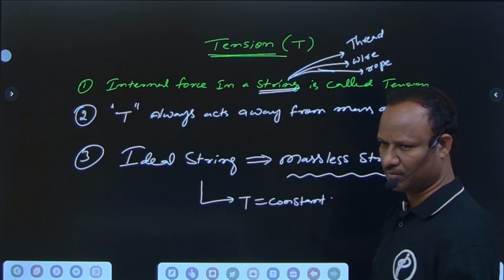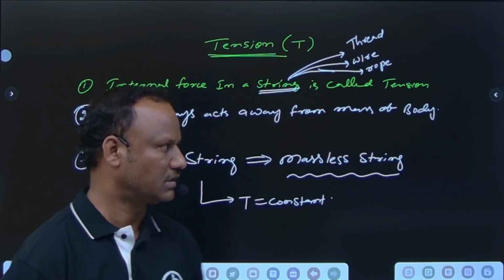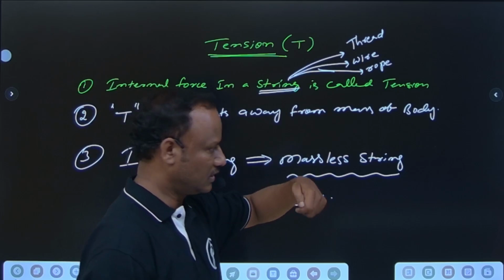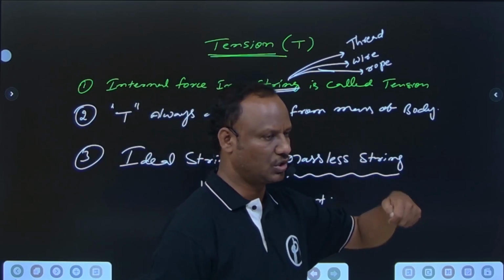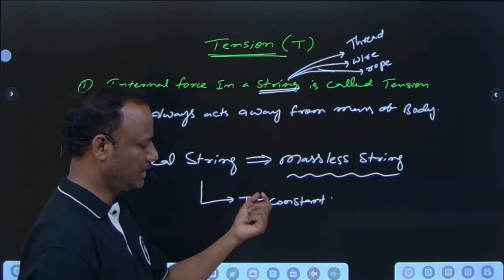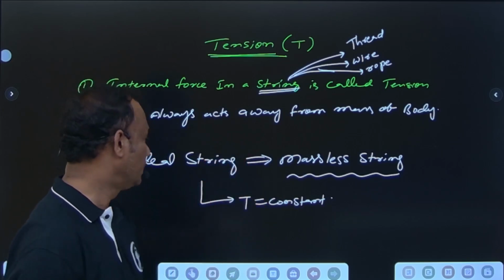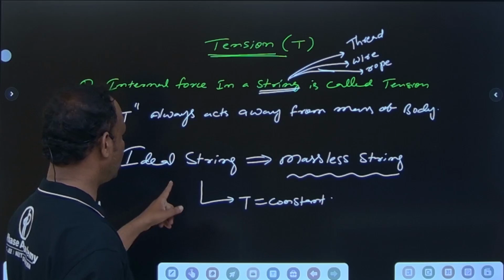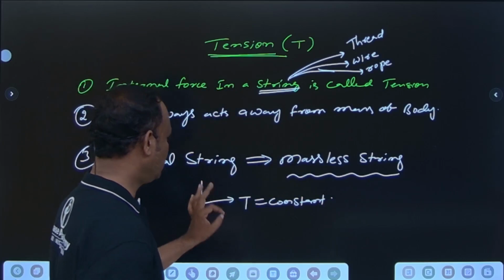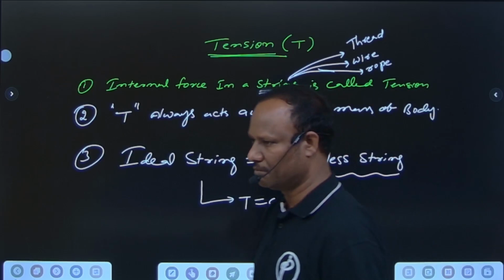If I take the mass of the body, for example, it's 90 kg. The body is suspended by means of a rope, and the mass of the rope is just 90 grams, very small as compared with this. So this ideal string means what? When you're talking about the ideal string, the tension is constant at every point. It always acts away from the mass of the body.